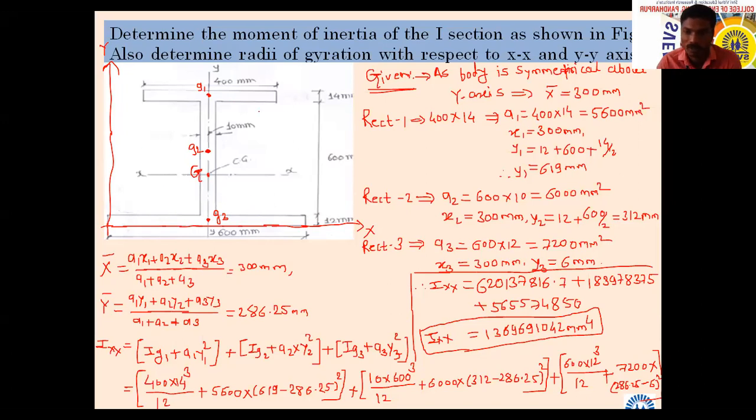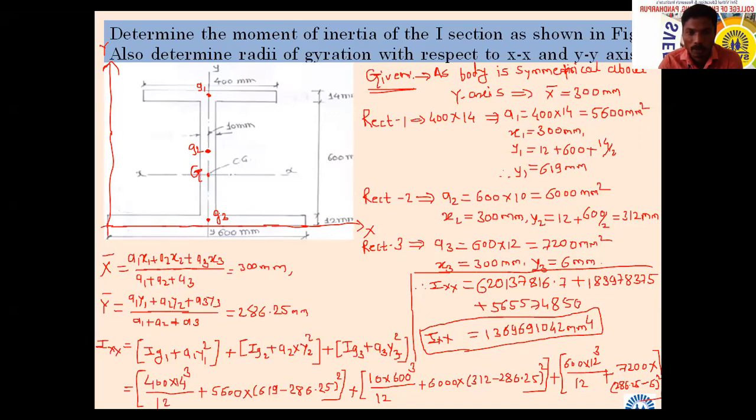I said that the distance of the individual centroid and the distance of the combined centroid in this diagram from the y-axis is the same. Are you getting what I have told? Yes, sir. So there is no question of the second term in the parallel axis theorem. Will the second term of the parallel axis theorem come now? Because it will become 0. Automatically it will become 0.